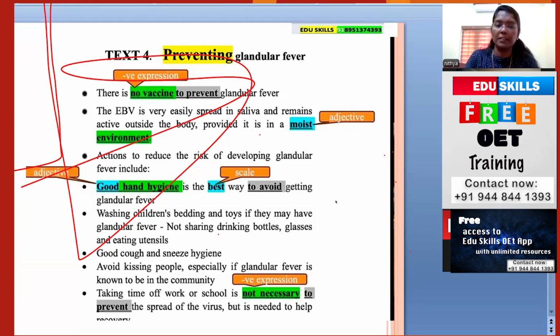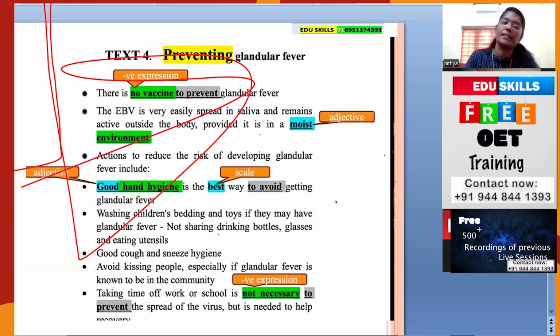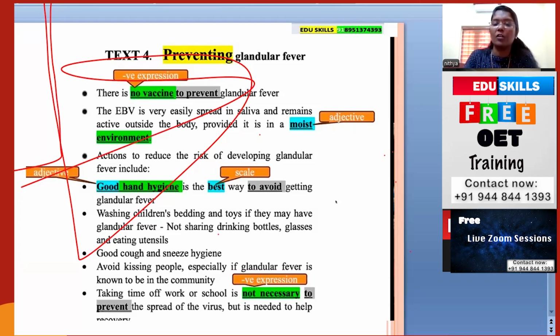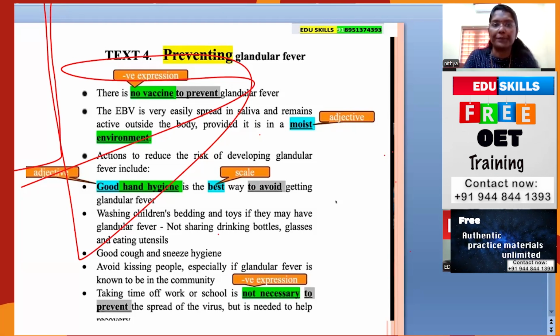Then below that we can see good hand hygiene. The adjective of hand hygiene is good. Then best way to avoid: best is the scale. Then in the last bullet point we can see not necessary. Not necessary is a negative expression. Whenever there is a negative expression, the surrounding area will be the answer. Okay. Yes, ma'am.